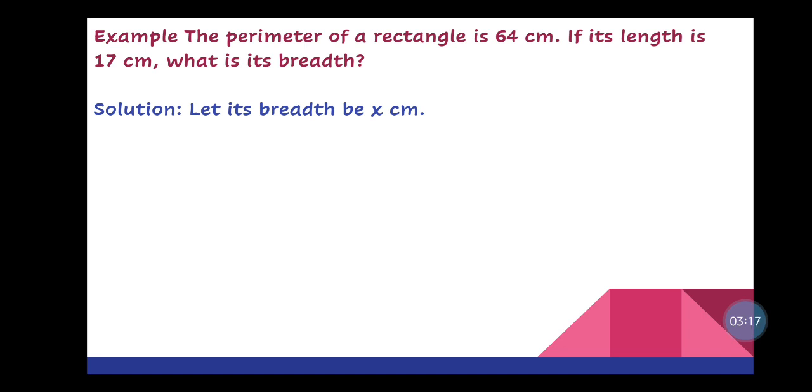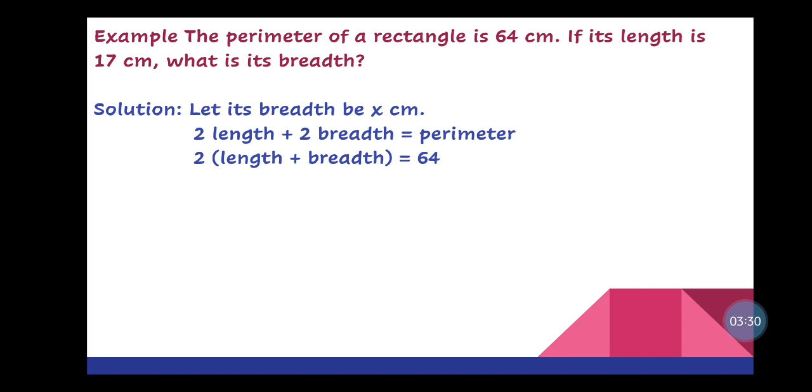As we don't know the breadth, we will take it as x. Formula is 2 length plus 2 breadth is equal to perimeter. Now we will be substituting our values. 2 into length plus breadth. Here 2 we are taking as common. So 2 is out and in bracket we are keeping length plus breadth is equal to 64. Here our length is 17. So we are substituting the values. 2 multiplied by 17 plus x is equal to 64.